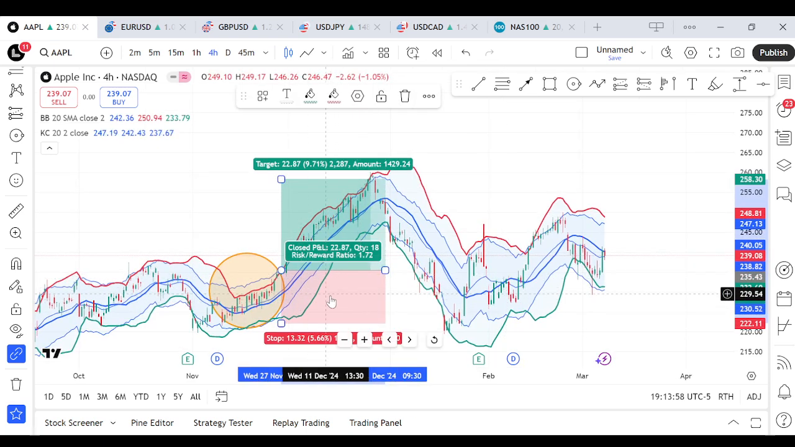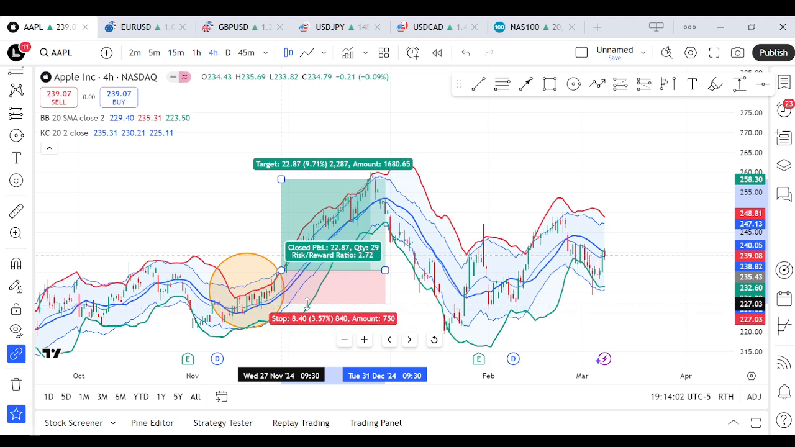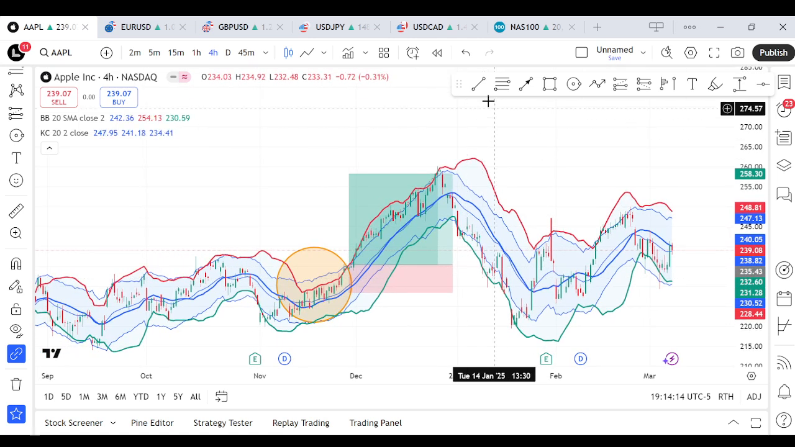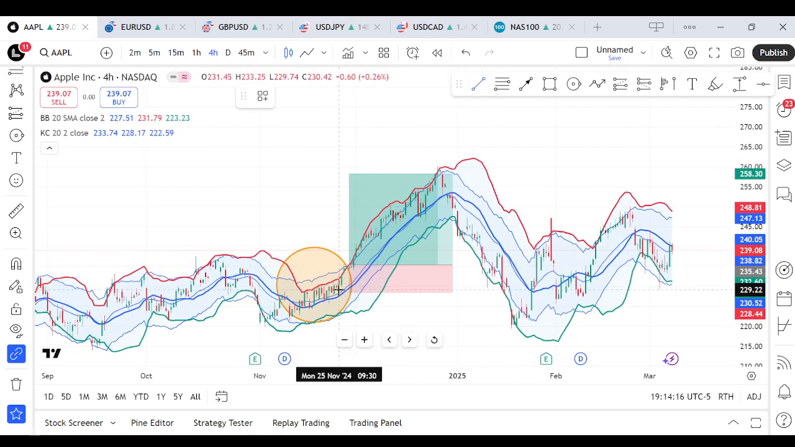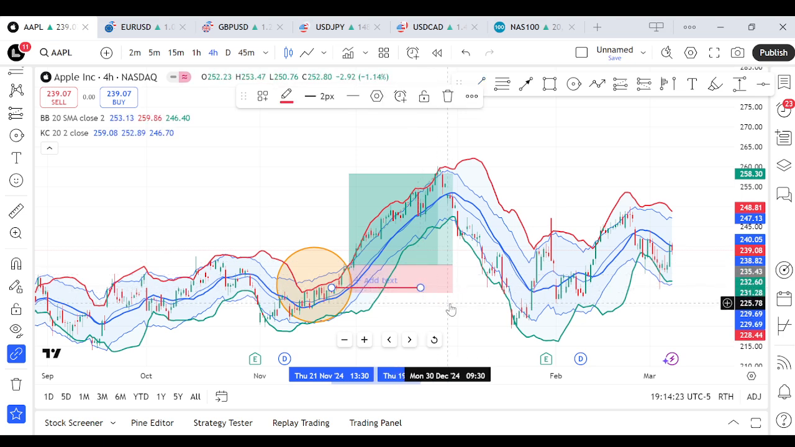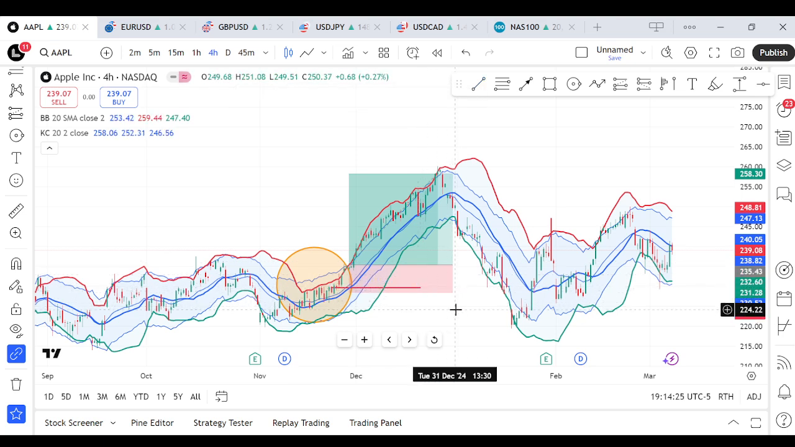So here we should always look at taking our trades. Also adjust your stop loss accordingly. For maximum risk reward ratios, you may shift your stop loss just a little bit higher, or to levels just below recent lows, like this one right here. So that is how you can trade using the Bollinger Bands and the Keltner channel.